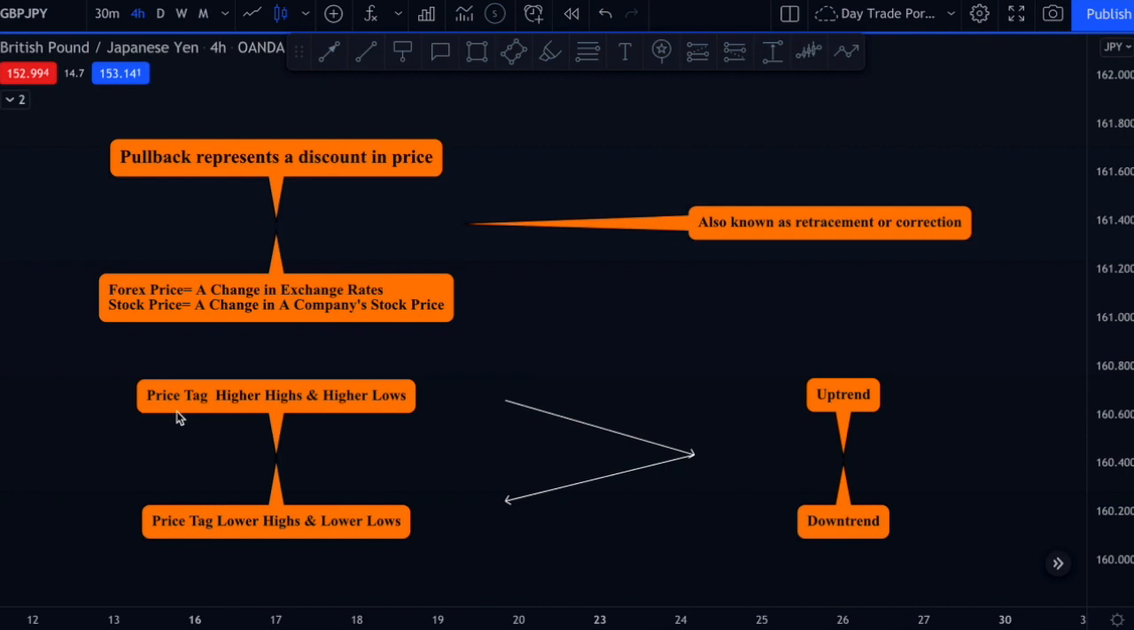Okay, so price action is in the form of higher highs and higher lows, or in the form of lower highs and lower lows. Now it is important to understand that when we're trading these price swings, they're also known as retracements or corrections. This is why we need the pullback. Pullbacks are called by many names. Okay, retracements or corrections. And what these are is they help create the uptrend and the downtrend.